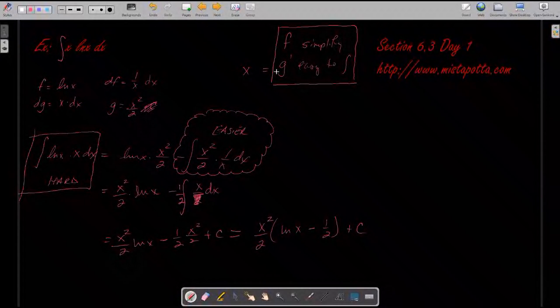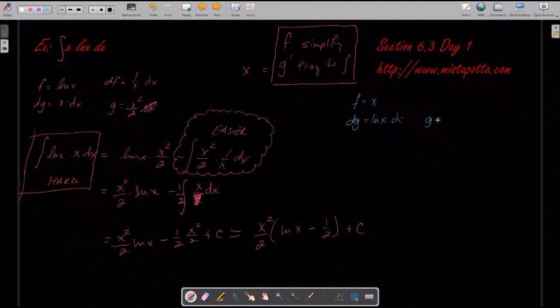If I had chosen poorly, if I had chosen that I wanted f to be equal to x, because the derivative of x certainly does simplify, I would end up with dg being the natural log of x dx. And I don't have a way of finding out what g is because we haven't talked about finding an antiderivative for a natural log. We will near the end of this video.